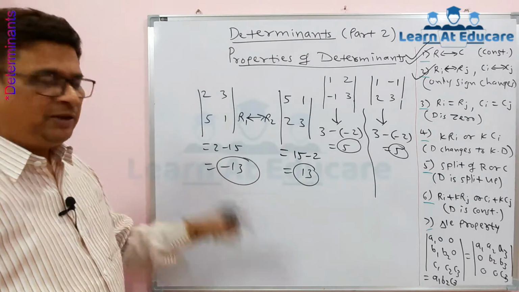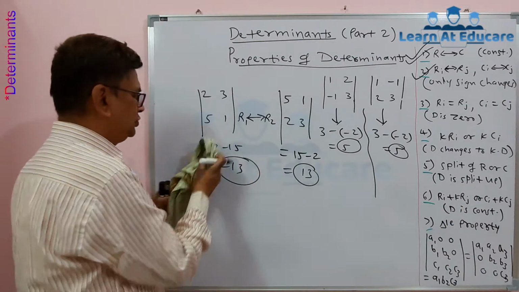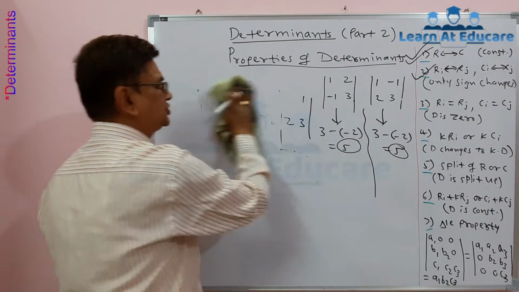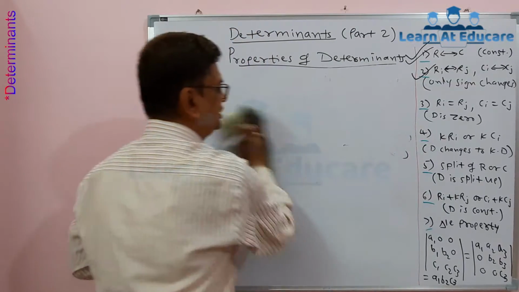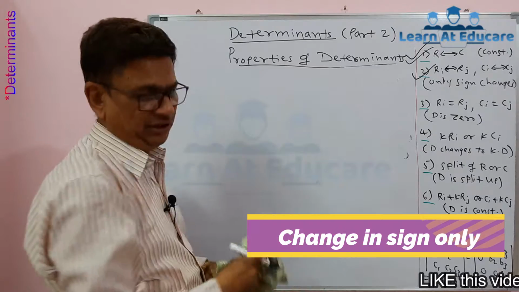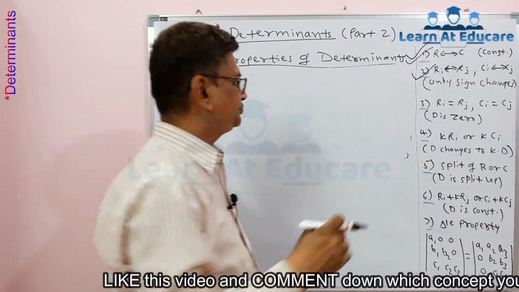That means if in any determinant we interchange any two rows or even any two columns, then the value of the determinant only changes by sign. Means if it is plus it becomes minus, if minus it becomes plus.